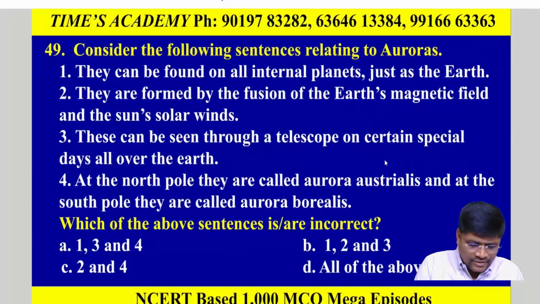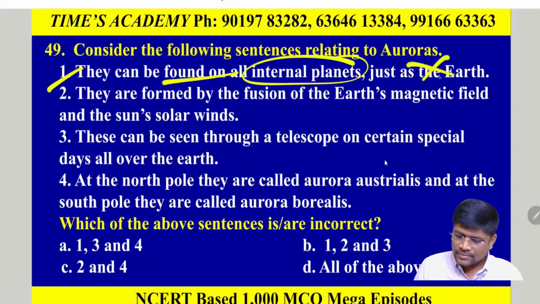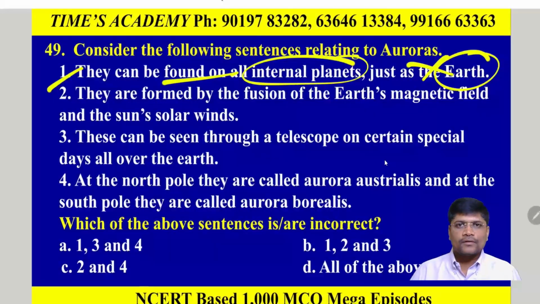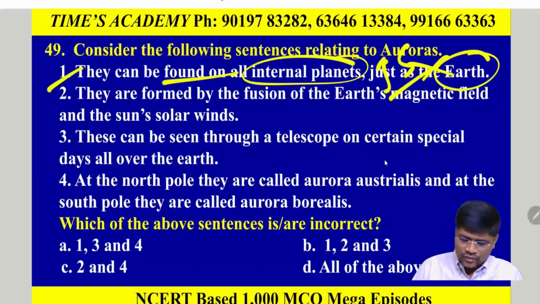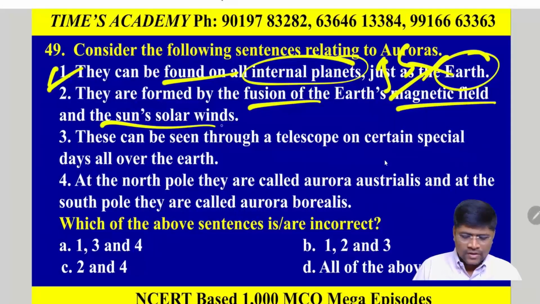So the first statement is incorrect. According to the given explanation, they can be found on all internal planets, just as they are. No, except Earth, no other planets. Except Earth, no other planets can show them. You cannot see the auroras there, but they can be seen in the outer planets, like Jupiter and Saturn. Okay, so the first statement is incorrect. They are formed by the fusion of the Earth's magnetic field and the solar winds. So the second statement is correct.